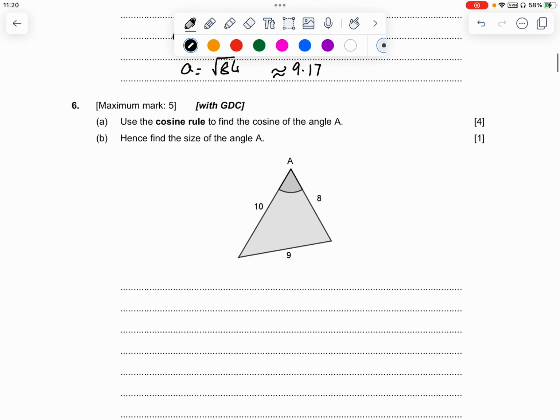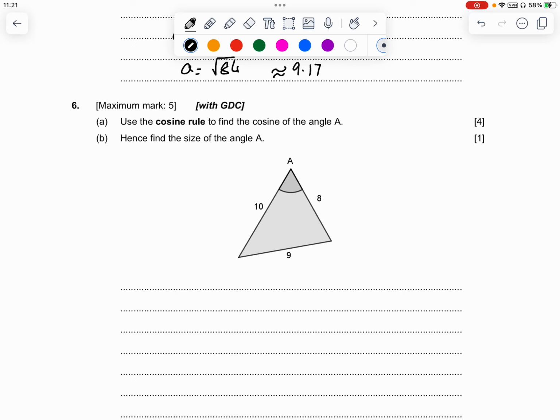Now question number 6. Question number 6 is also asking us to use the cosine rule. So always the cosine rule is going to be the easiest one. So whenever there is no matching pair, we are going to use the cosine rule. Over here we can clearly see that there is no matching pair for that question. So therefore I am going to use the cosine rule.